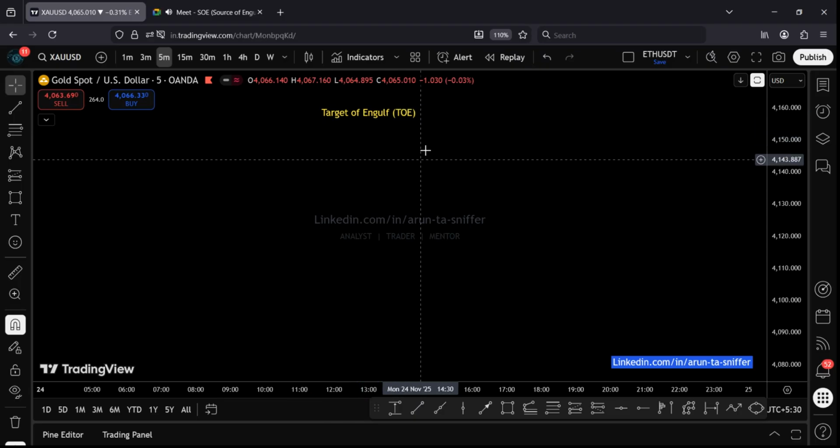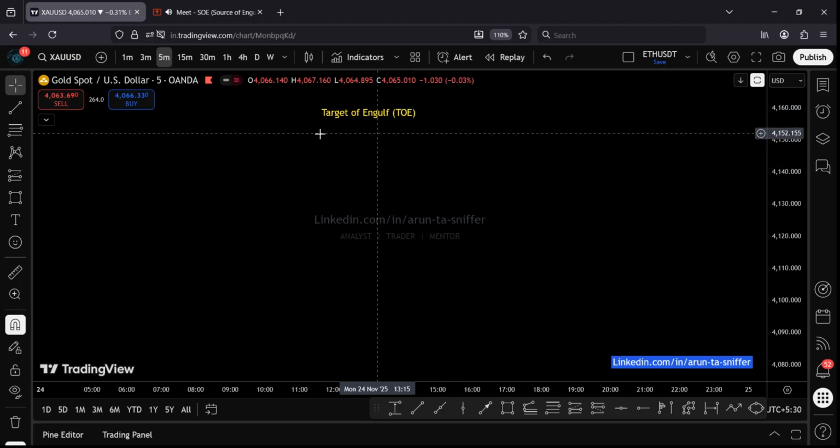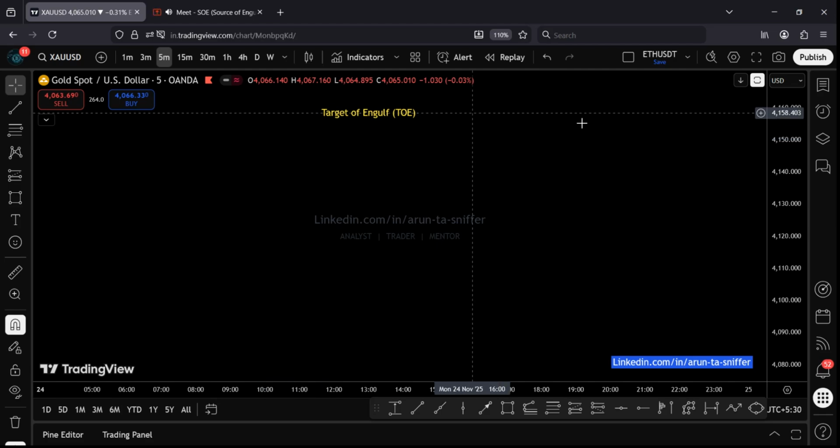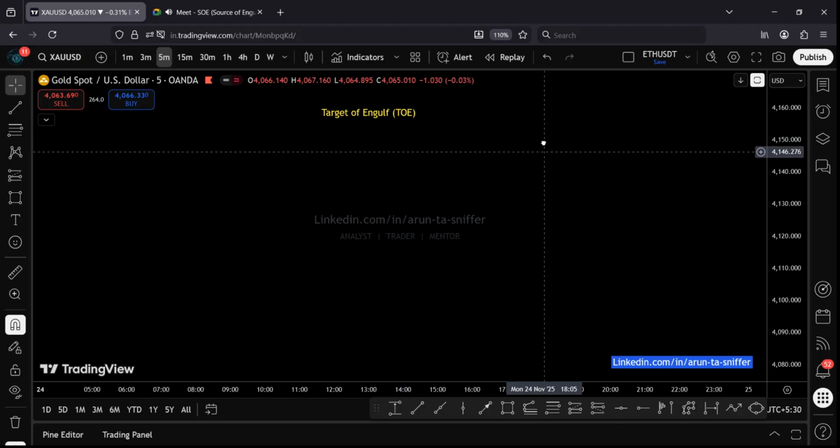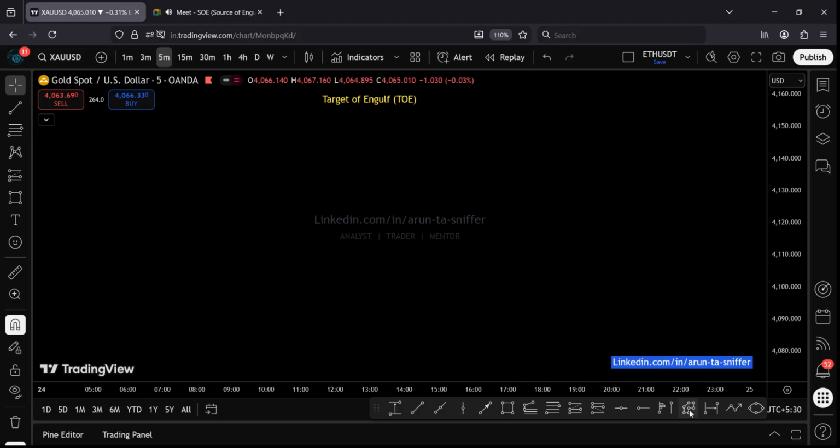Target of engulf are two types. One is FL and second is LS. So after engulfing, price may go back to LS or may go back to FL, and then will reach the target. So let's draw, so you can understand better.